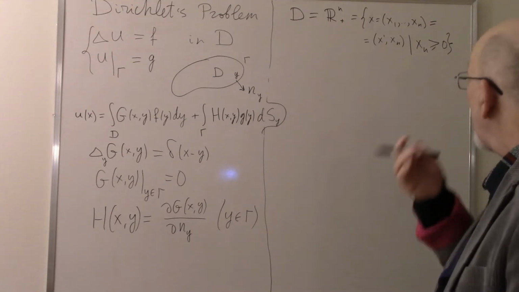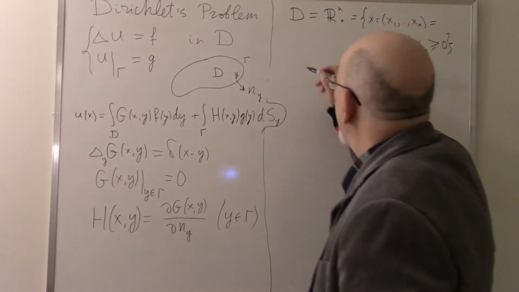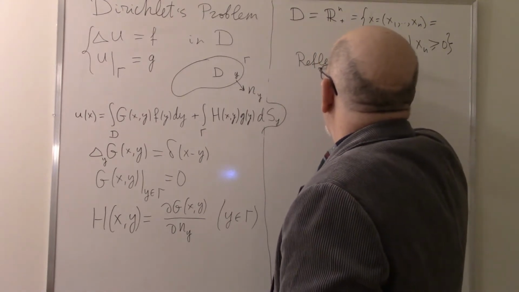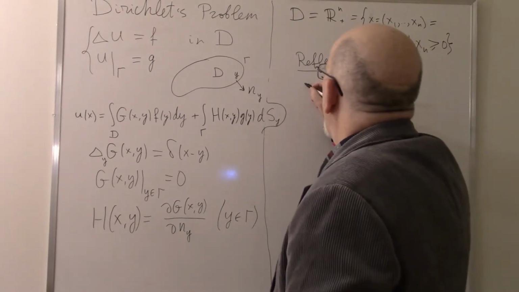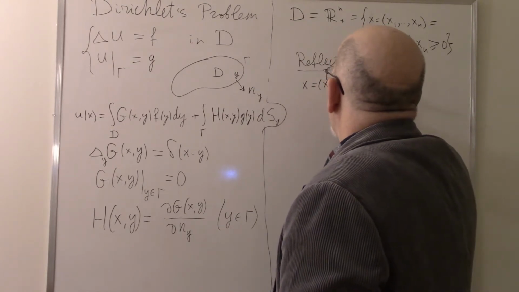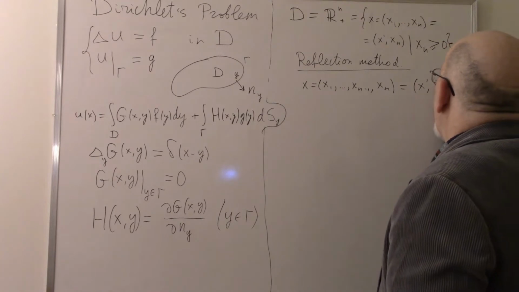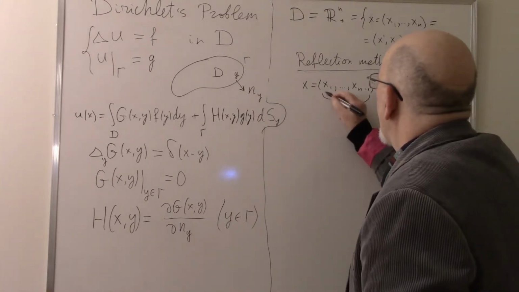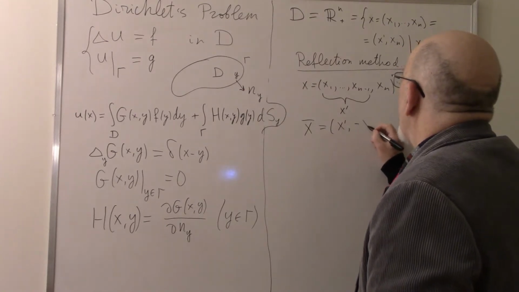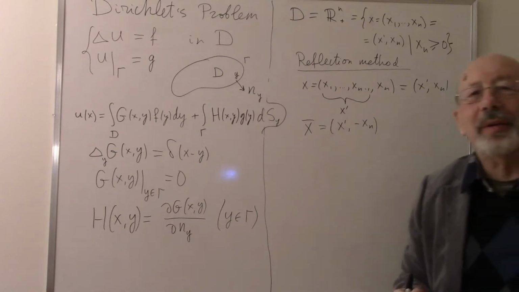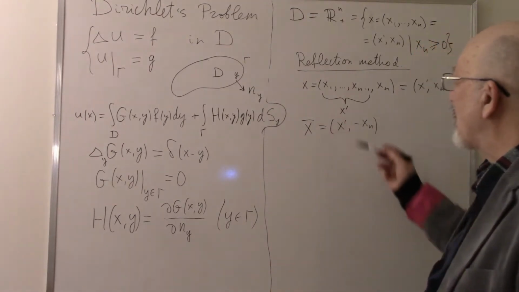And in this case, we use the familiar reflection method. Namely, for any point x equals x1 up to xn minus 1, xn, which equals x prime, xn, we define x bar equals x prime, minus xn. It is like y bar, because this is notation from complex analysis where it is the conjugate of a complex number. So it is also a sort of conjugate point.